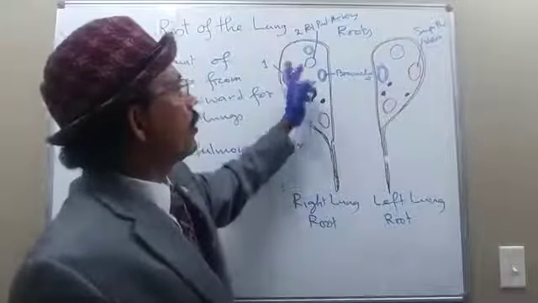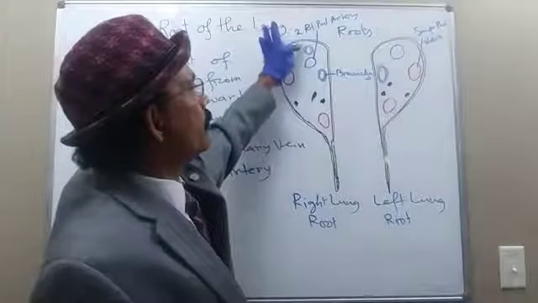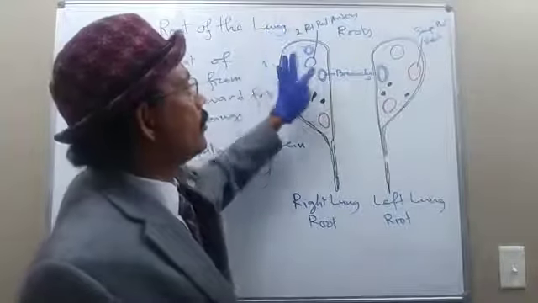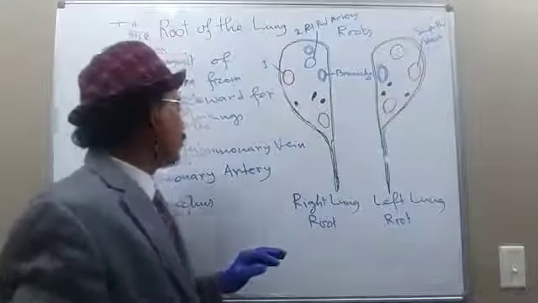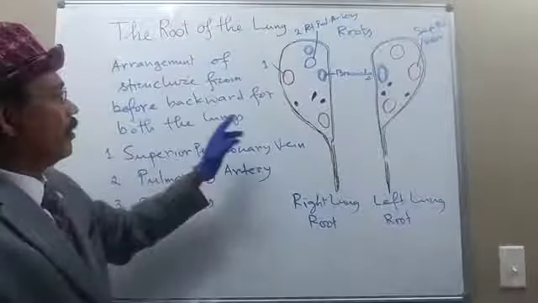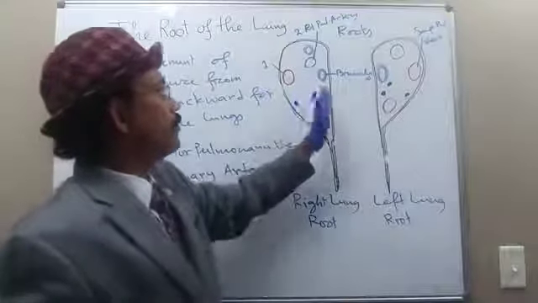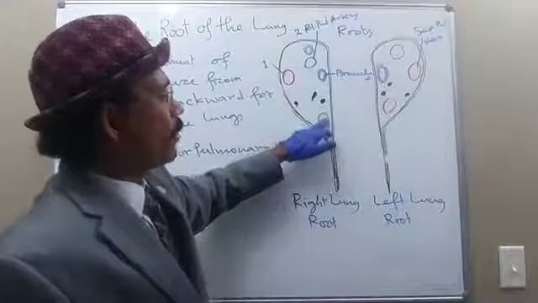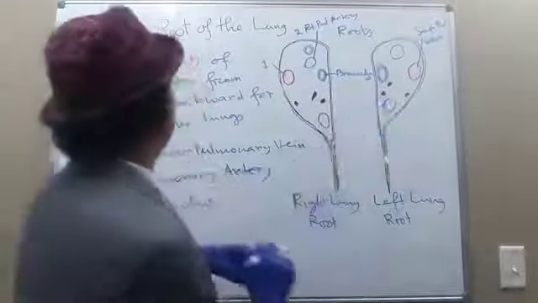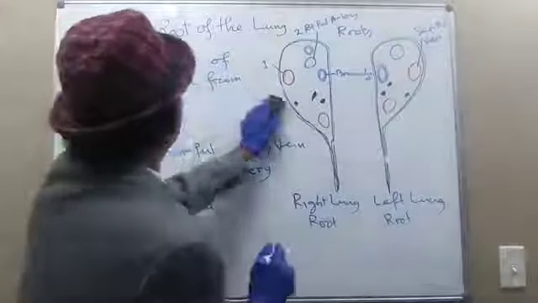On the right side, our bronchus has 2 divisions. This is the hyparterial bronchus, this is the eparterial bronchus. And you must remember that in the relationship, the inferior pulmonary vein is always inferior. Okay, if you remember that.